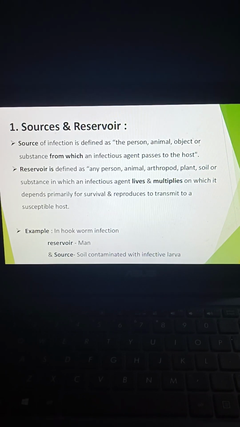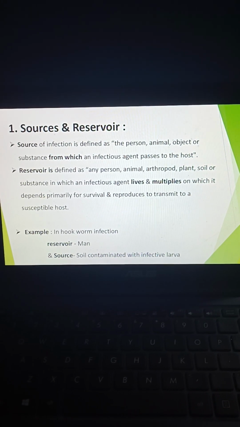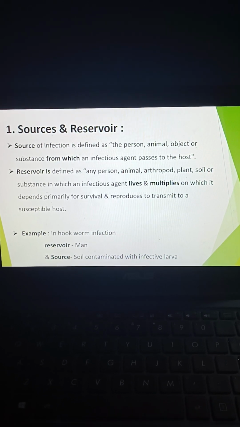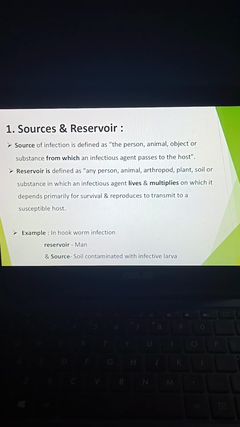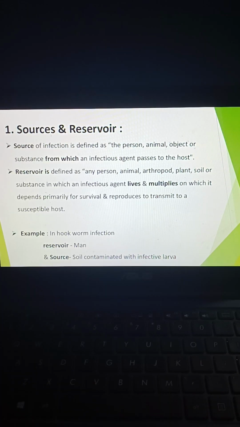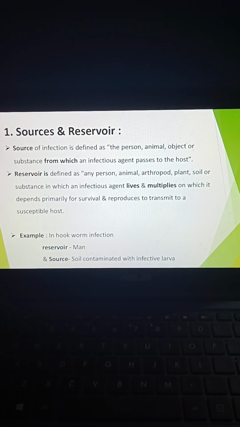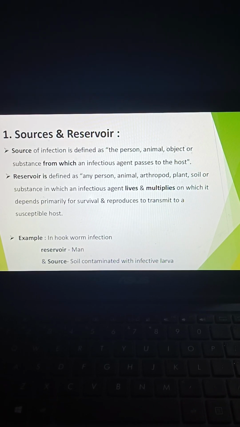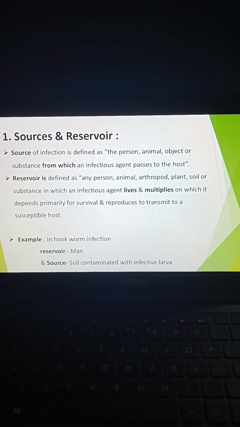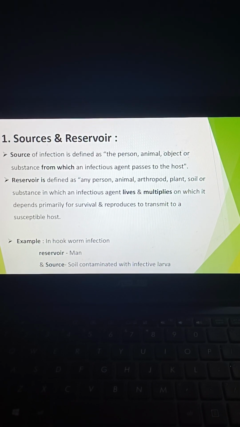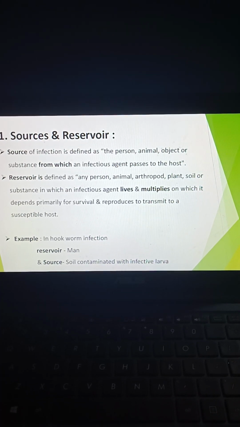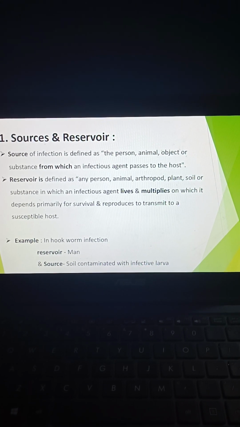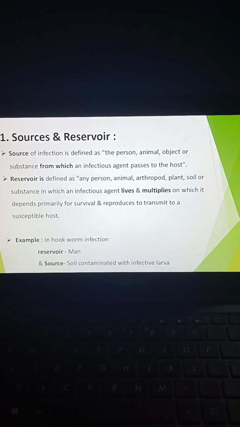Coming to the sources and reservoir. Source of infection is defined as the person, animal, object, or substance from which an infectious agent passes to the host. And reservoir is defined as any person, animal, arthropod, plant, soil, or substance in which an infectious agent lives and multiplies, on which it depends primarily for survival and reproduces to transmit to a susceptible host. For example, in hookworm infection, reservoir is man and the source is soil contaminated with infective larvae.